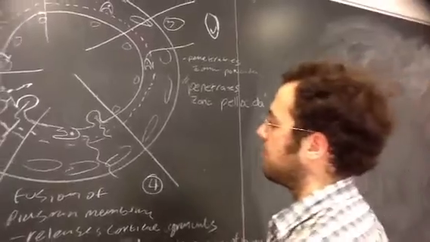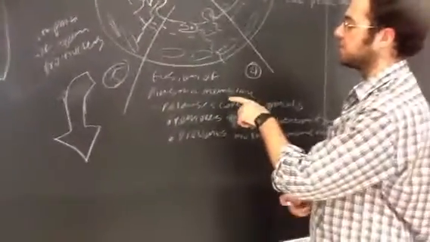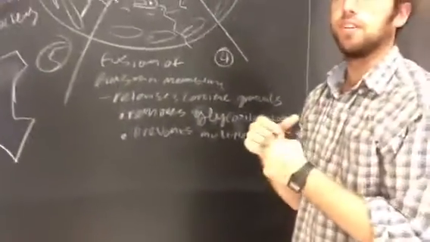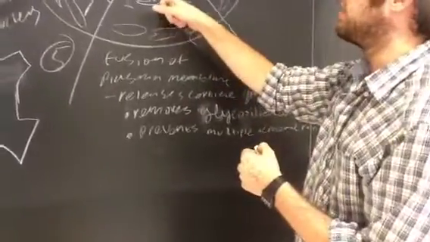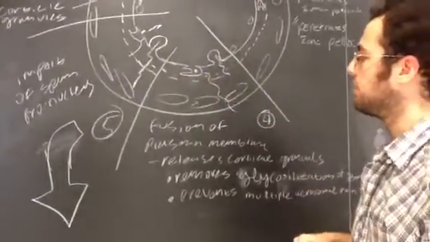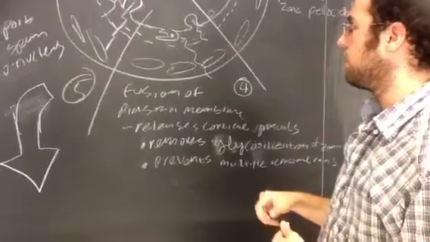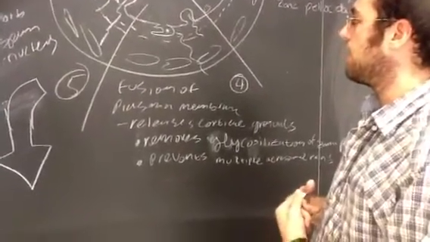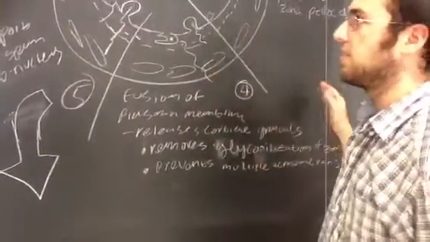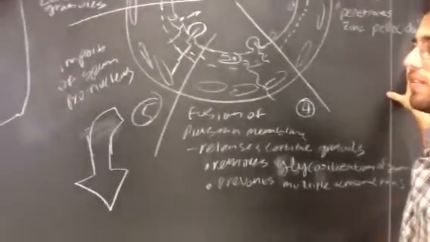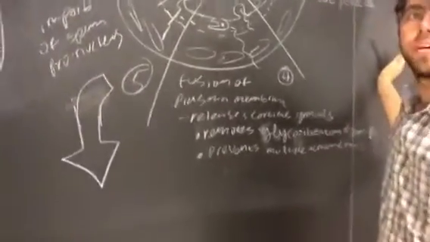And then the next major thing that happens is the fusion of the plasma membranes of the ovary and the sperm. And once they fuse, they do this whole reaction. There's a whole signal transduction pathway that occurs.